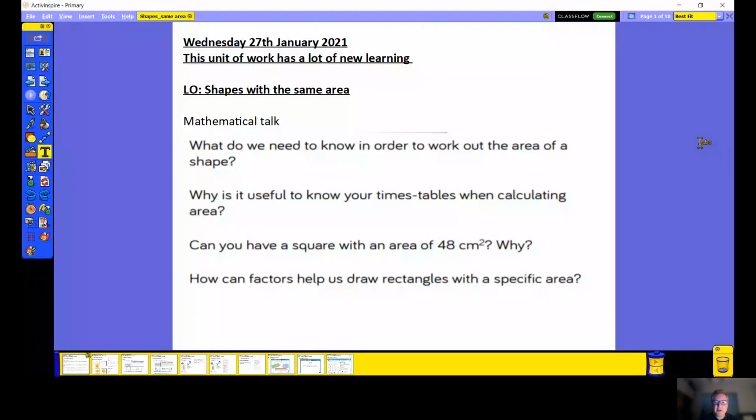Morning Year 6, welcome to Maths. After the initial assessment and some catch-up work today, we're off and running. It's a unit of work all around area, perimeter and volume. I just want to point out to you that this unit of work has a lot of new learning in it.